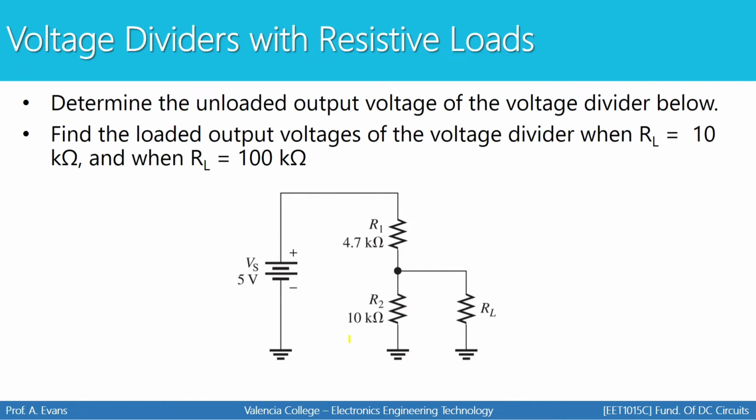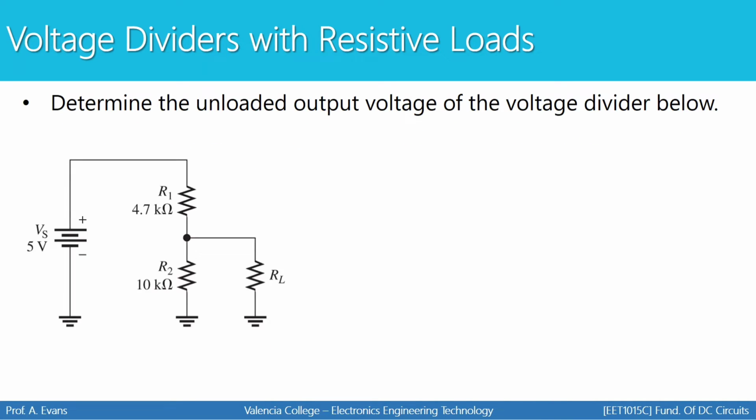So what we're going to do is determine the unloaded output voltage of the voltage divider below, and then find the loaded output voltage when you have RL with a value of 10 kiloohms and then with a value of 100 kiloohms. First, we're going to start by determining the unloaded output voltage, which would just be the voltage across R2 if we did not have a load at all. Say that there's nothing connected here.